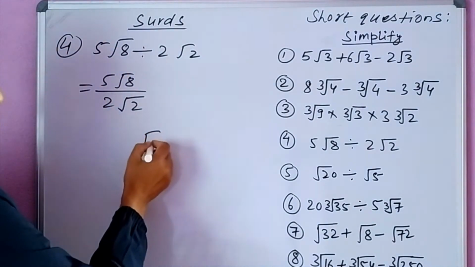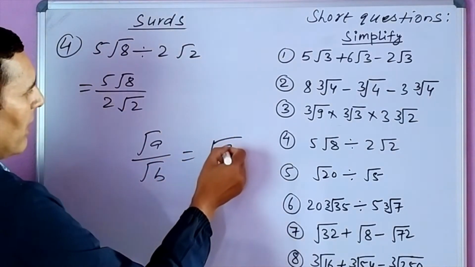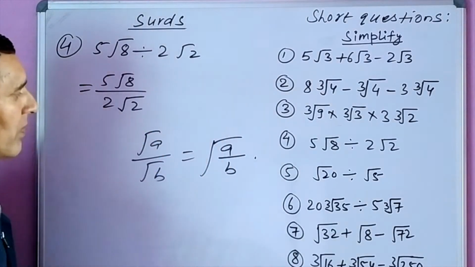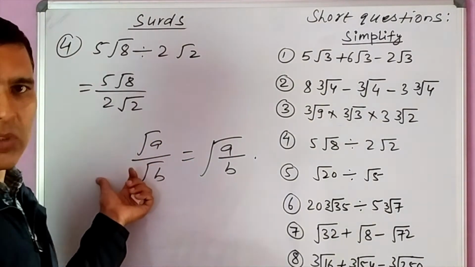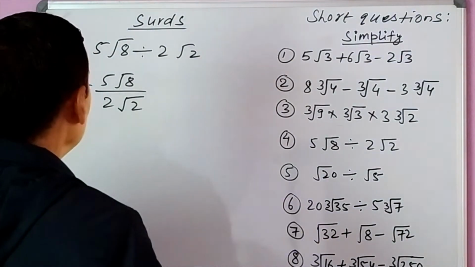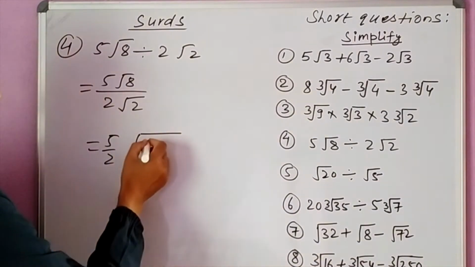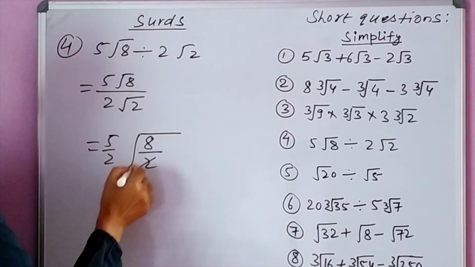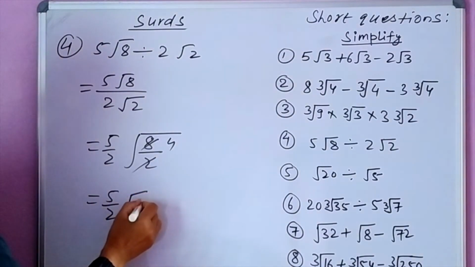It is just like under root a upon under root b. We can write this as under root a upon b, because the orders of the roots are the same here. If there is nothing written, the order is 2. So it is 5 upon 2 square root of 8 upon 2. So 8 upon 2 is 4, so 5 upon 2 square root of 4.